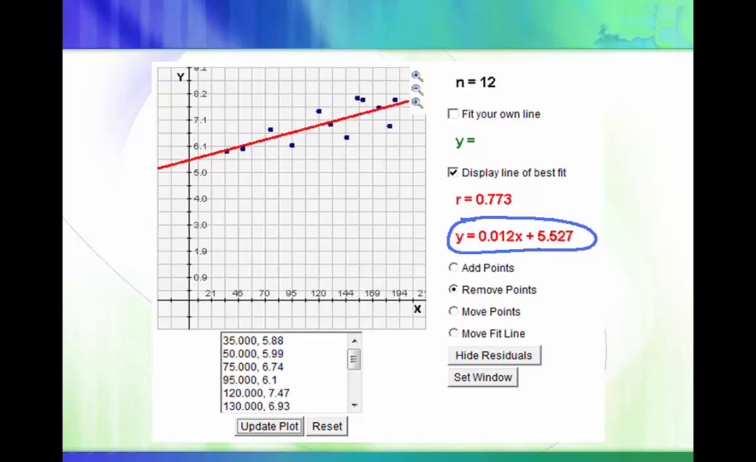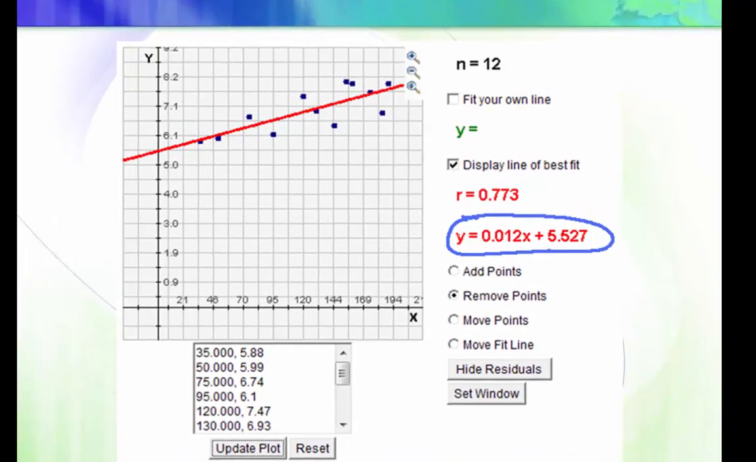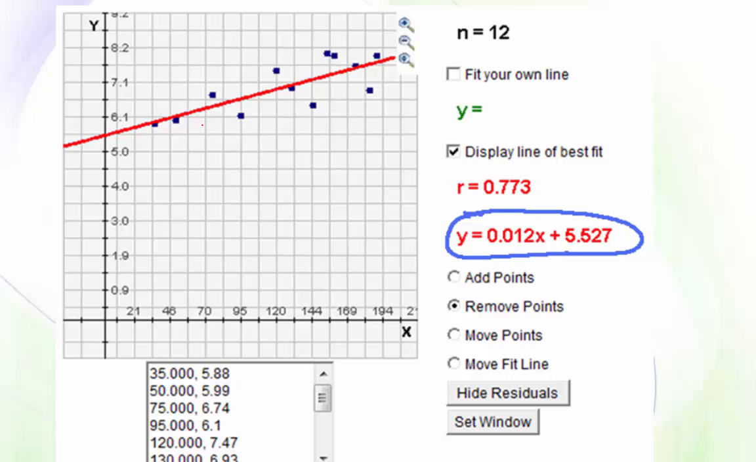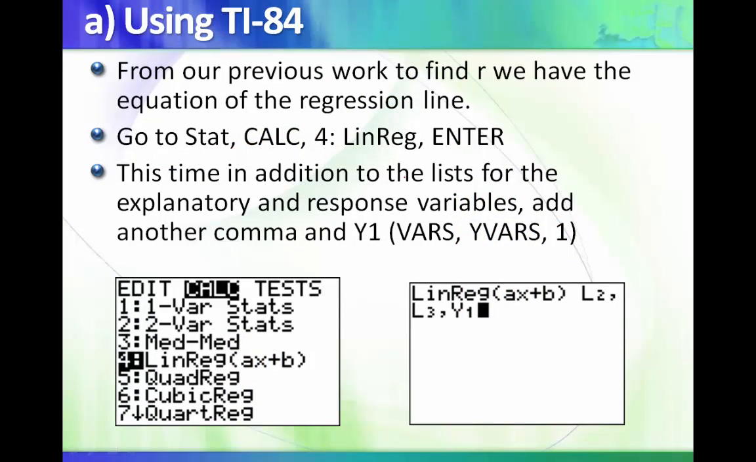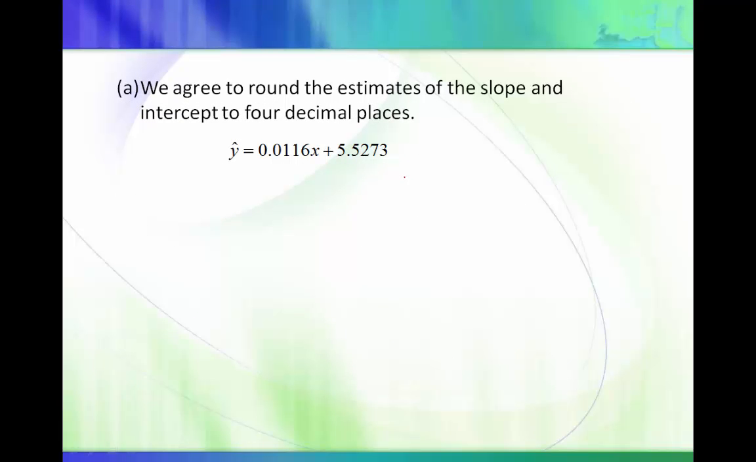Using the Schroeder site, we have the scatter plot with the regression line on it, and it gives us the equation of the regression line along with an R value of 0.773. So a moderately strong relationship exists. And I'm skipping over the calculator slides. Now we're going to agree to round the estimates of the slope and intercept to 4 decimal places.